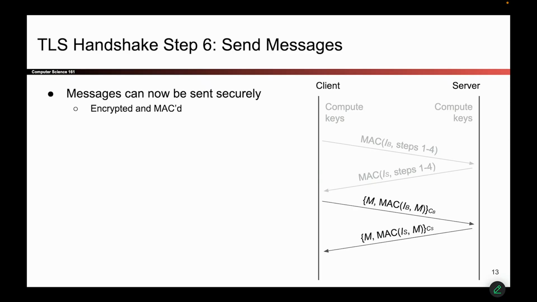You can encrypt them using your encryption keys. You can MAC them using the MAC keys. And now your messages are protected with confidentiality and integrity as they are sent across the network. And that's the end of the handshake. Everything after this would be exchanging data.